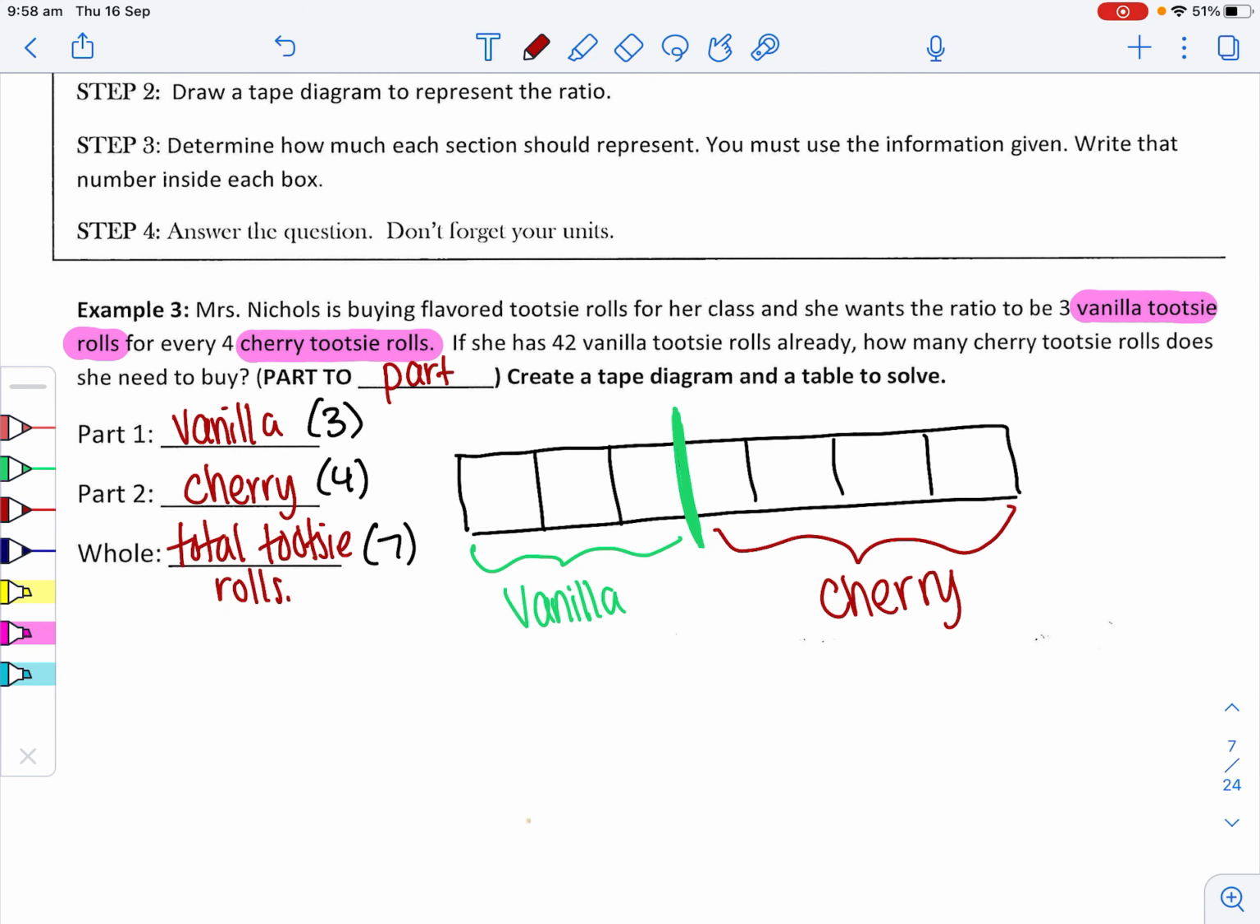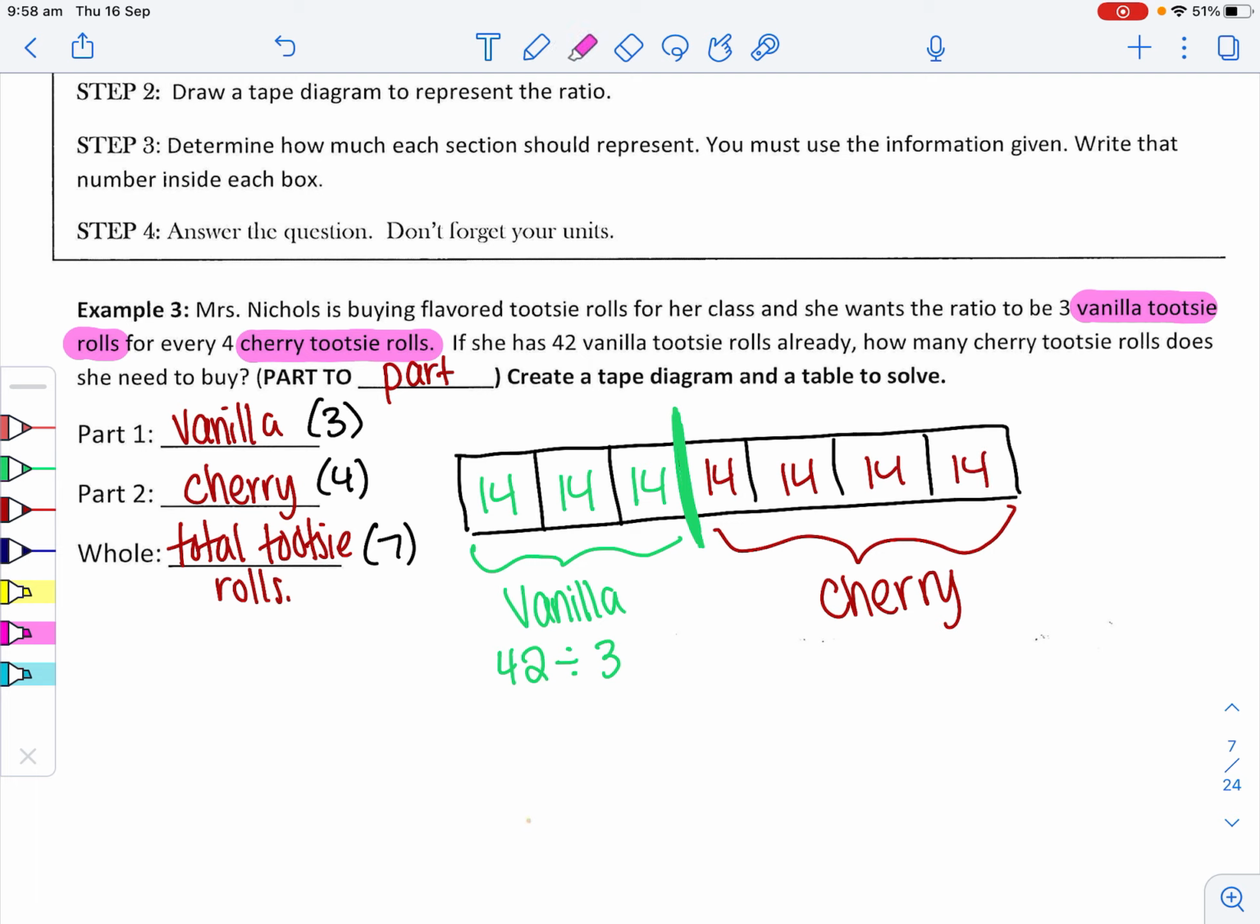Down here they tell me that I have 42 vanilla Tootsie Rolls already. So if I've got 42 vanilla Tootsie Rolls, and I want to split it into 3 parts, I'm going to do 42 divided by 3 because I need to fill each of these boxes with the same number. 42 divided by 3 is 14. So I'm going to put 14 in each of these boxes. And then because it's a ratio relationship and we're talking about doing something to each part, I'm going to fill the rest of these boxes with 14 as well.